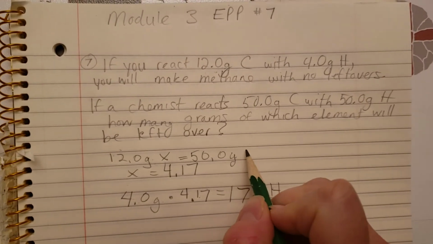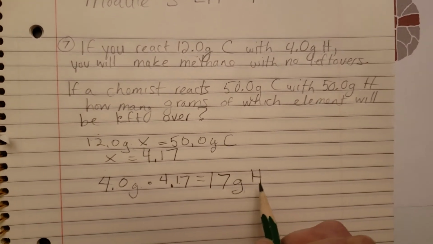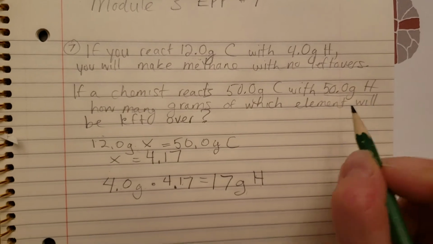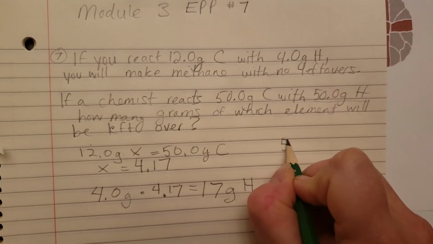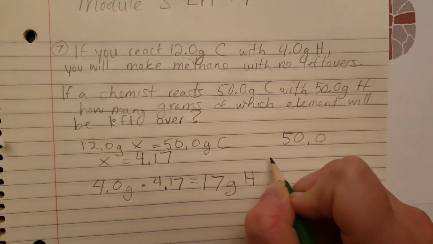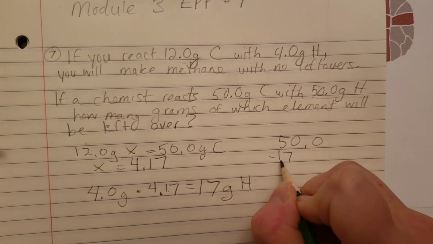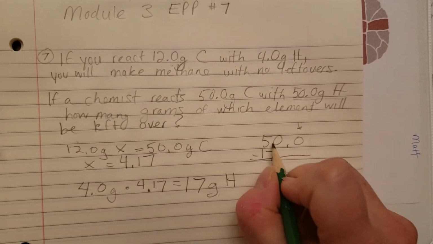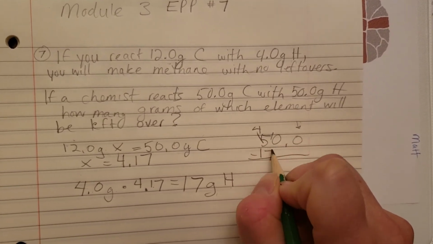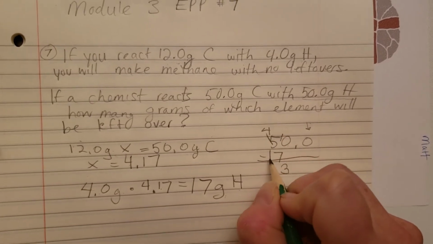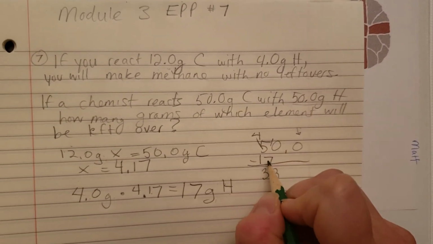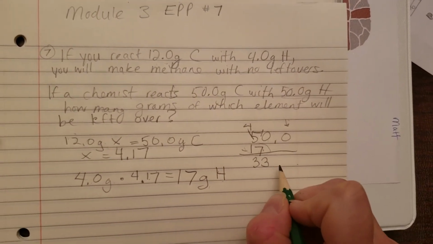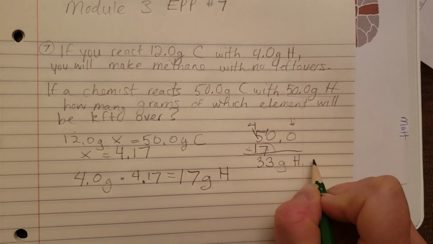So if I use 50 grams of carbon, I would only need to use 17 grams of hydrogen. But I had tried to use 50 grams of hydrogen. So here's a sig fig challenge. 50.0 grams minus 17 grams. So you can see I've got out to the 10th place for significance here, only to the 1's place here, right? So if I do this subtraction, 10 minus 7 is 3, 4 minus 1 is 3, but I have to round to the 1's place because this limits my significance to the 1's place. So just 33 grams of hydrogen left over.